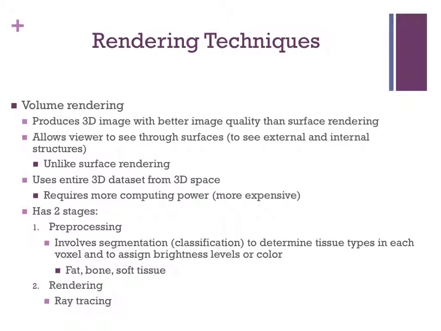Rendering is another stage of volume rendering, and it involves image projection to form the simulated 3D image. One popular method is ray tracing, which we touched on a few slides back. Remember, ray tracing is one of the mathematical rays sent from the observer's eye through the 2D computer screen to pass through the 3D volume that contains opaque and transparent objects.